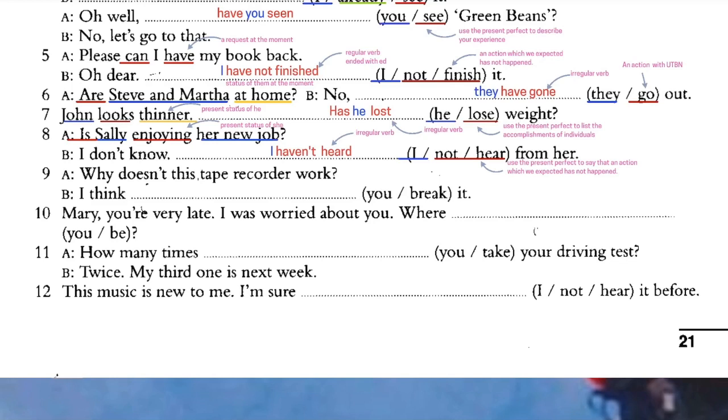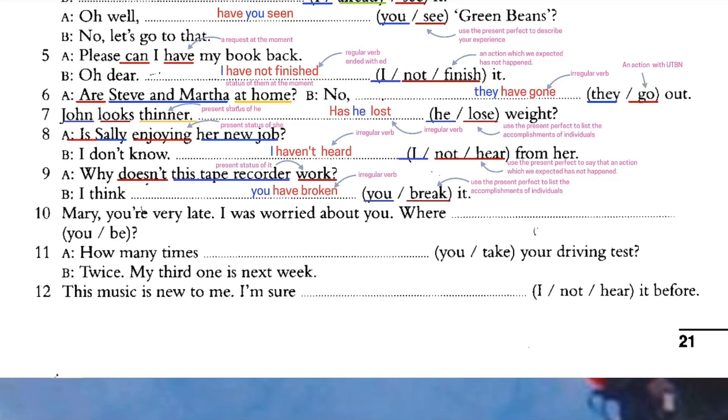Alright, question number 9. "Doesn't work" is the present status of "it", and the word "it" is talking about this tape recorder. And the word "break" uses the present perfect to list the accomplishment of individuals. And who did it? You did it. And the word "you" is telling me I have to use have. So the answer will be, you have broken it. I think you have broken it.